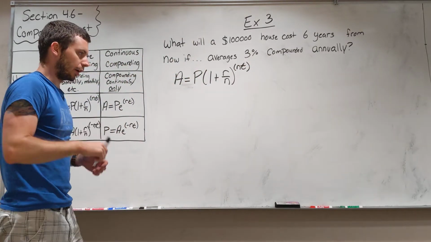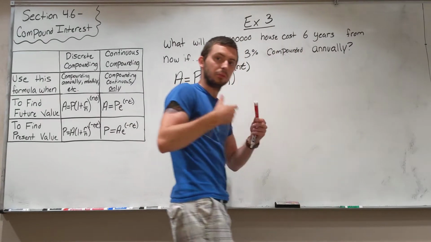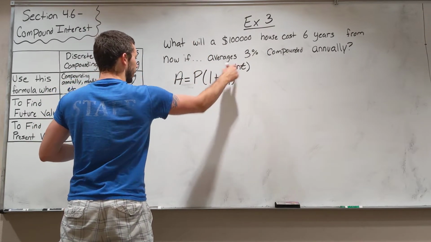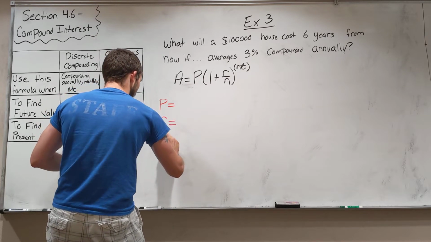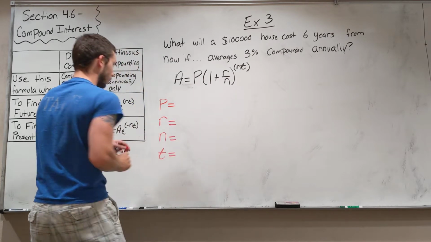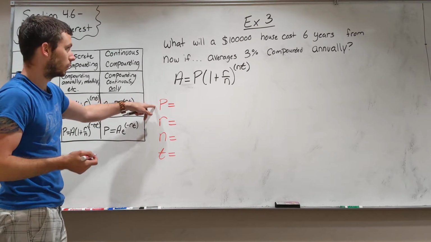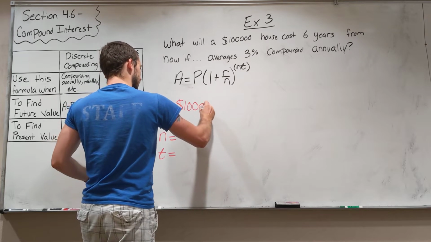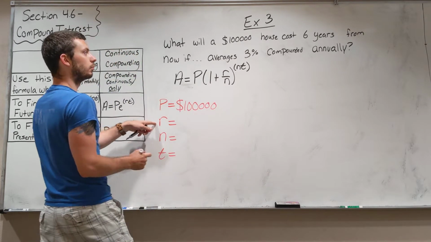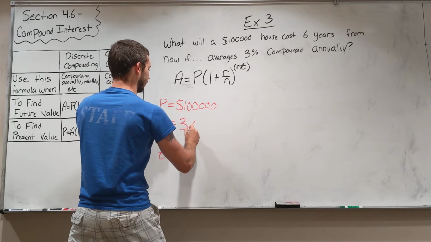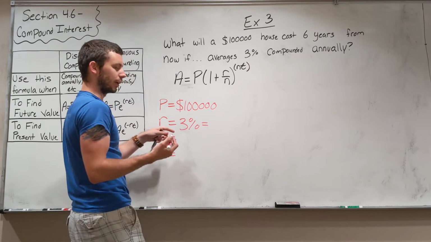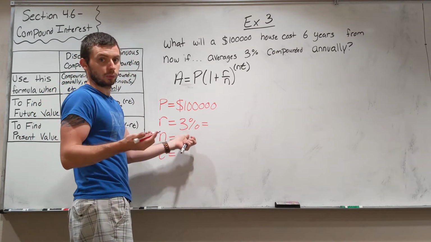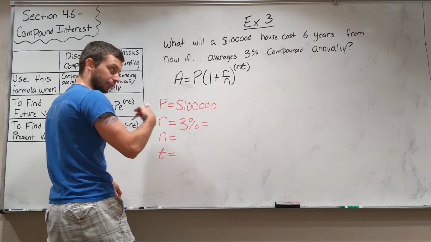And we can go ahead and write down the givens as well. So P, R, N, and T. So the principal or present value seems to be the 100,000. The rate, that one's pretty straightforward, it's 3%. Remember, we have to convert it to be a decimal. So divide 3 by 100, or move the decimal place over to the left twice.